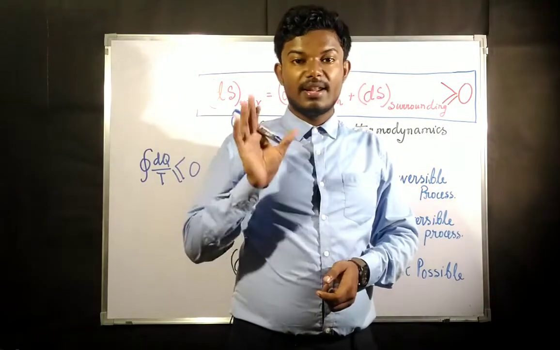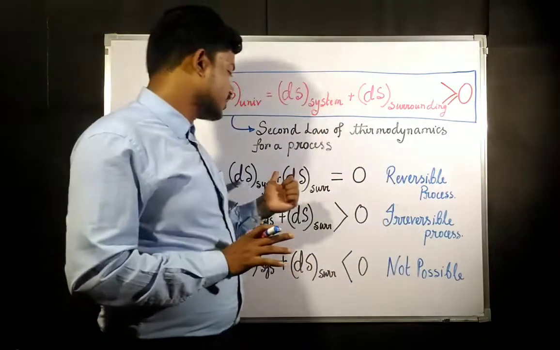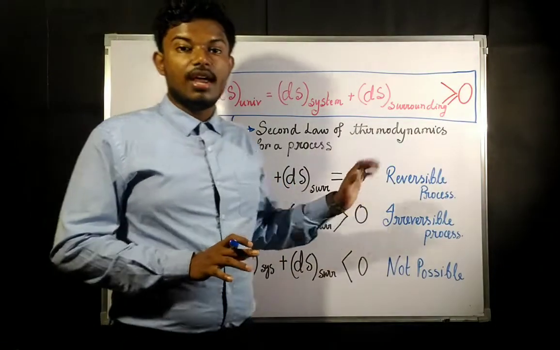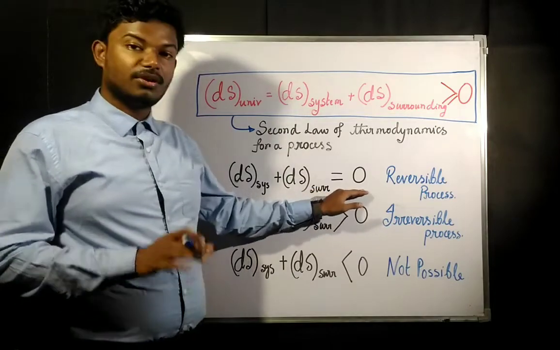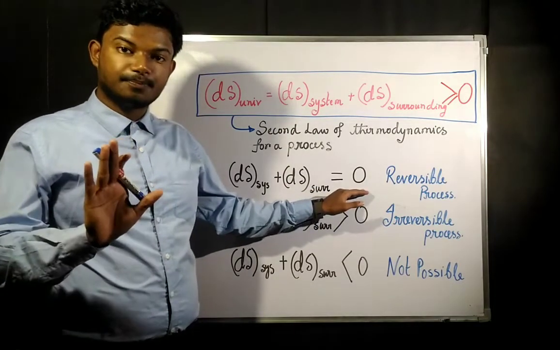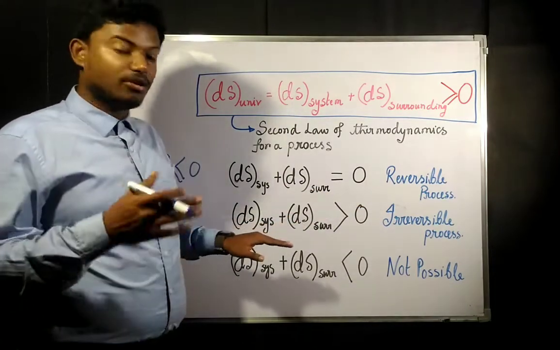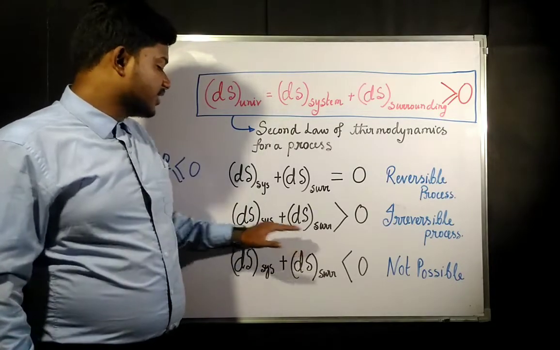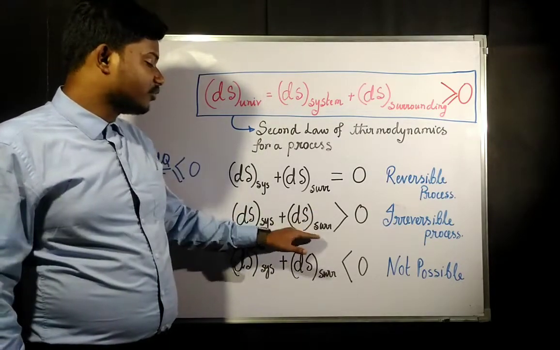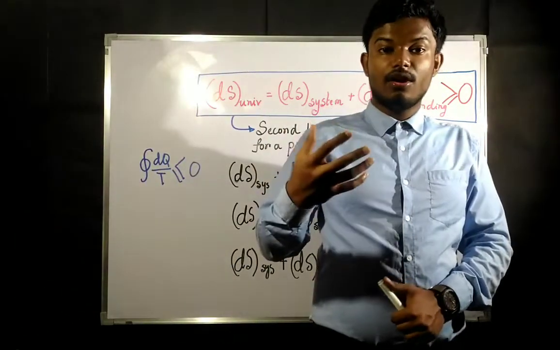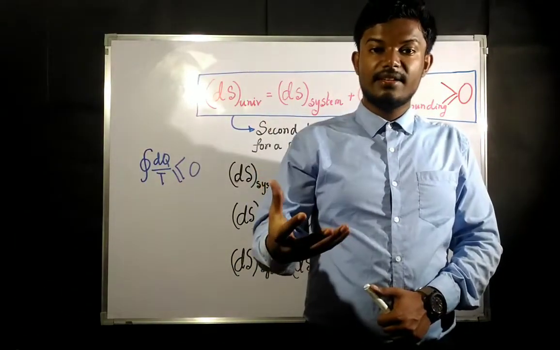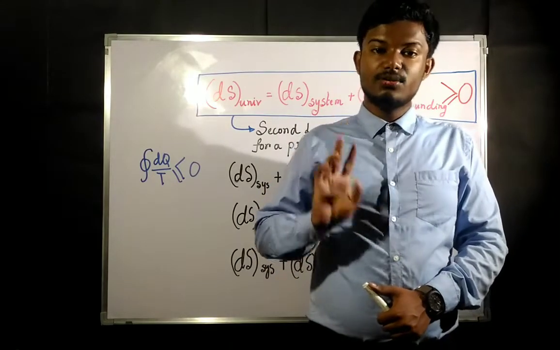Entropy may remain the same, then del S system plus del S surrounding is going to be 0. The change in entropy of system and surrounding is 0 when entropy is at least the same. But when the change in entropy of system plus the change in entropy of surrounding is greater than 0, that means the entropy of the universe is going to increase. So these are the only two conditions.